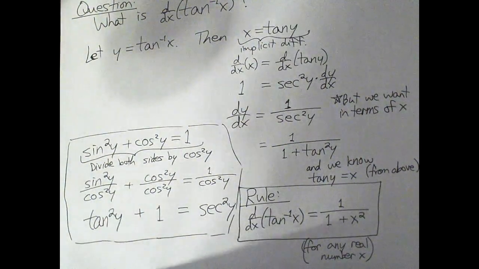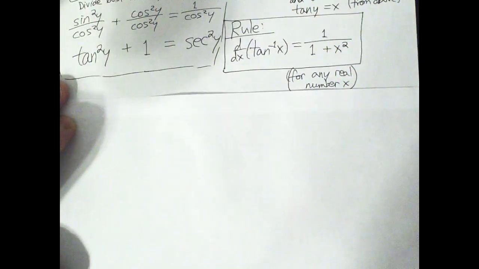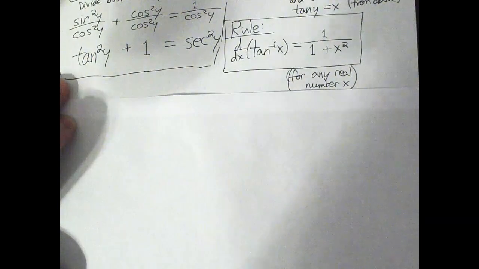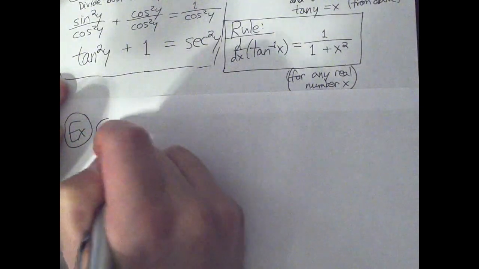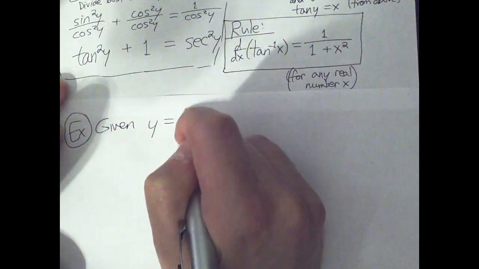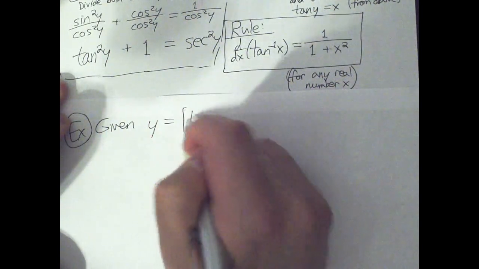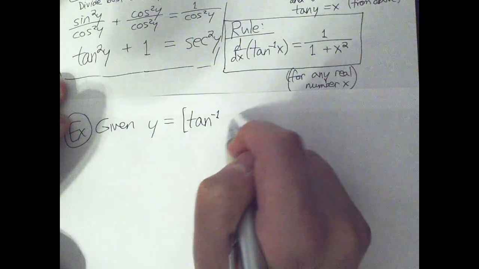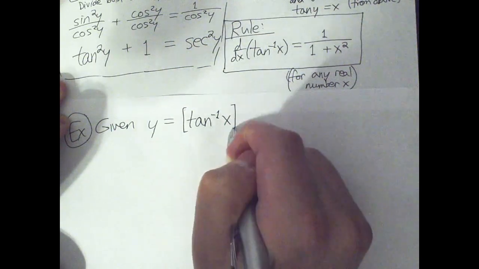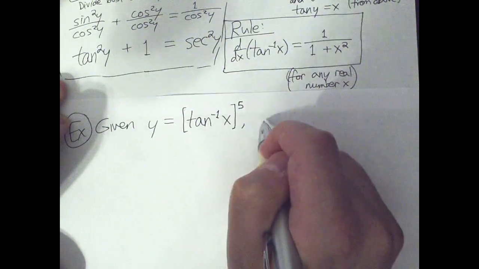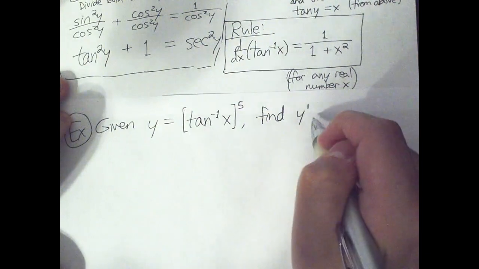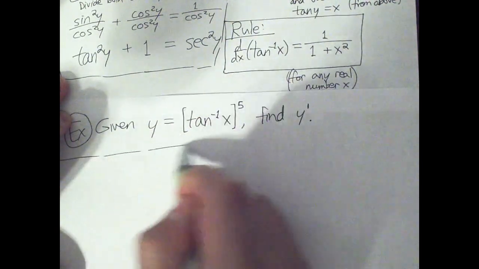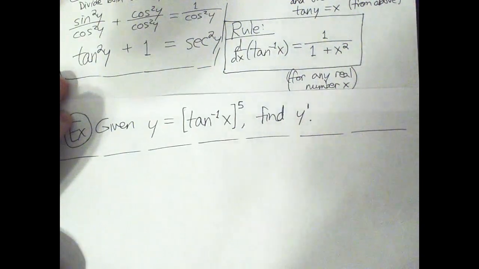Let's do an example problem. We did example problems for the other 2, so we should do one for this. Example: given y equals inverse tangent of x to the fifth, I think I'd like you to try this one. Find y prime and simplify. So you can pause and give this one a shot.